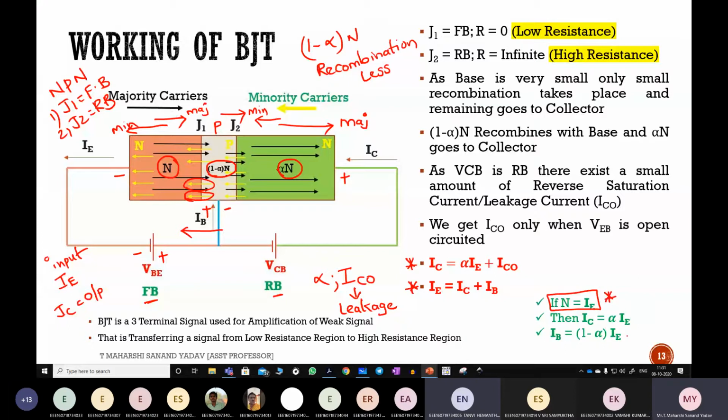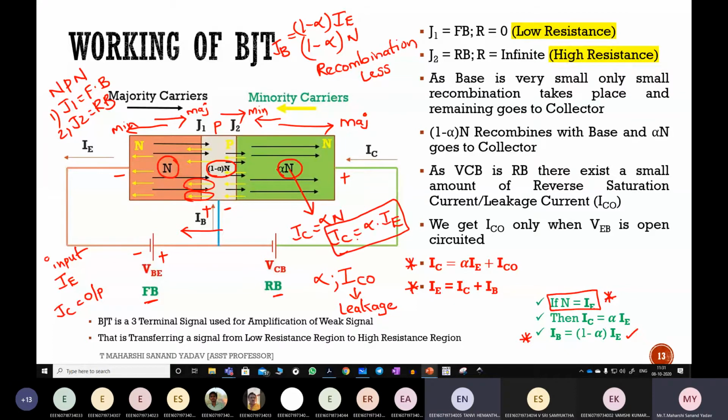Next, how did I get this equation for IB? This is the third one. My assumption is N is nothing but IE. So the recombination factor is 1 minus alpha into N, which is simply 1 minus alpha into IE. Like this I got the base current IB. IB is 1 minus alpha into IE. Leftover in the collector is alpha into N, so IC can be written as alpha into IE. These three equations are very important.